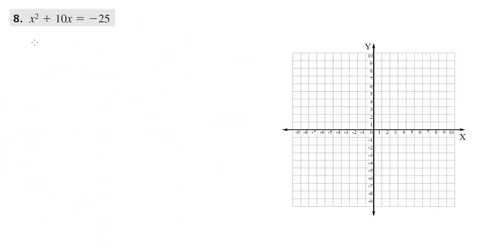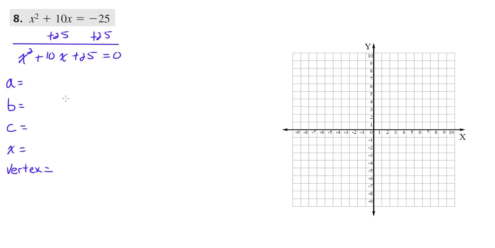Now go ahead and pause the video and try this problem, and then come back to see if you got it correct. So we have here x squared plus 10x equals -25. Again, we need to set this equal to 0, so we're going to add 25 to both sides, giving us the equation x squared plus 10x plus 25 equals 0, and now we can graph it. Let's go ahead and identify A, B, and C. Our A value is 1, our B value is 10, and our C value is 25. Now let's find x by using the formula. X equals -b over 2a.